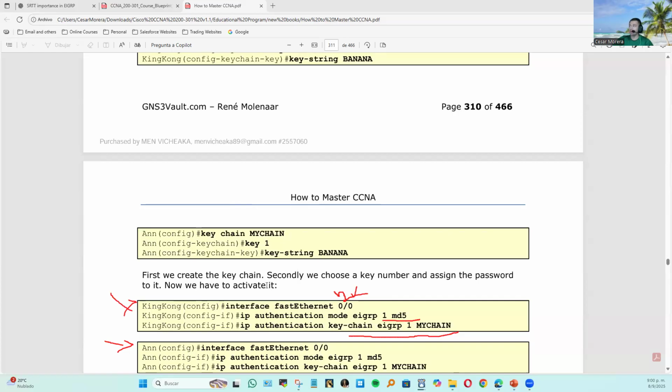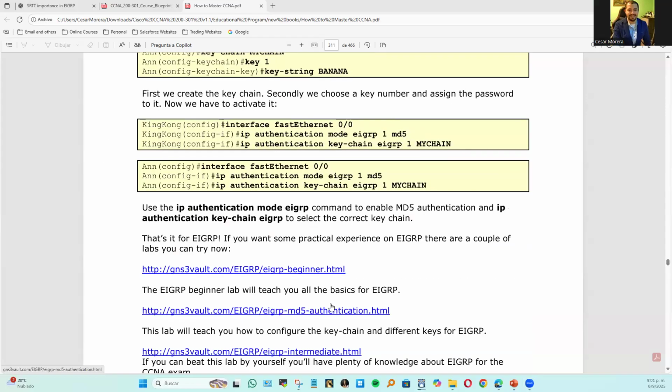What else are we missing, guys? Boys and girls? What do you think? Are we still missing something? Let me just clear the drawings and continue moving forward. I think that's pretty much it. If the ip authentication mode eigrp command is used to enable MD5 authentication and the ip authentication key-chain eigrp command is used, select the correct key chain.